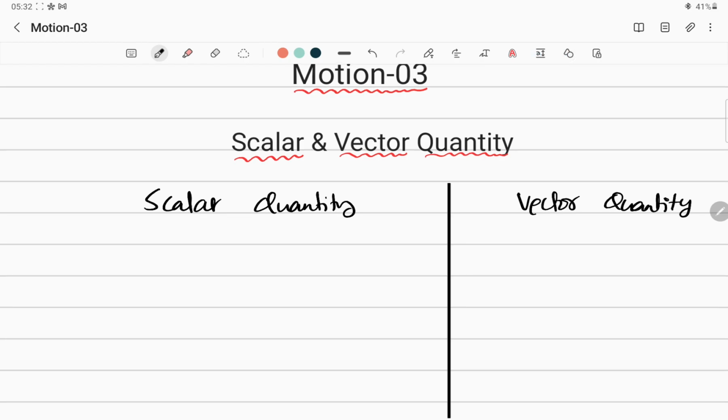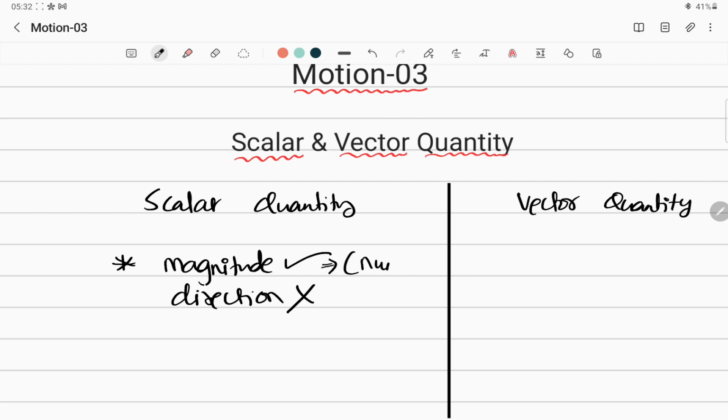What are the main differences? First of all, scalar quantity means it has magnitude and there is no direction. There is no direction for this. Magnitude means it is just a number, okay? Some number it is. I will tell you what that magnitude is, some number.